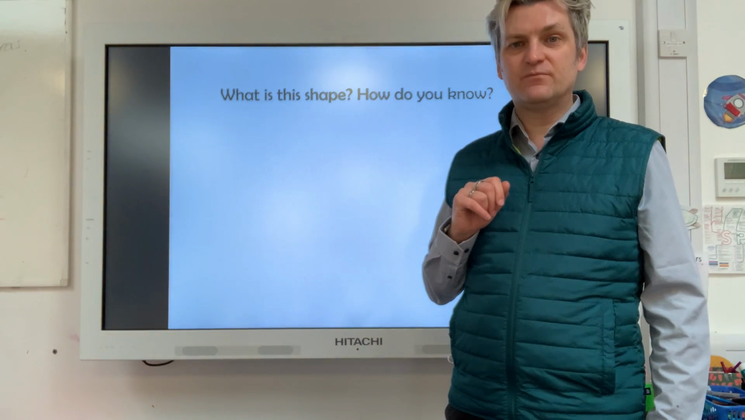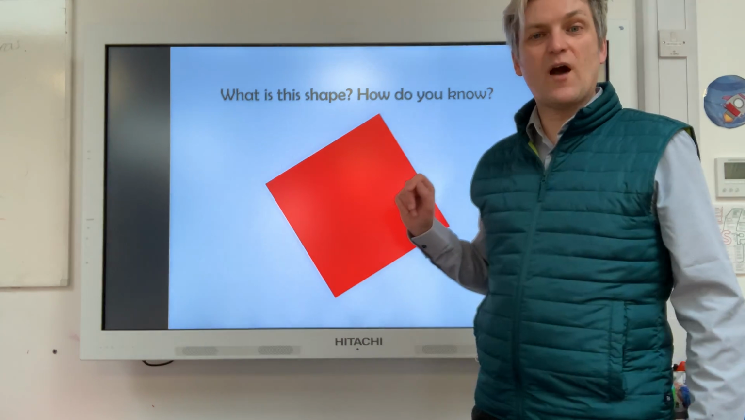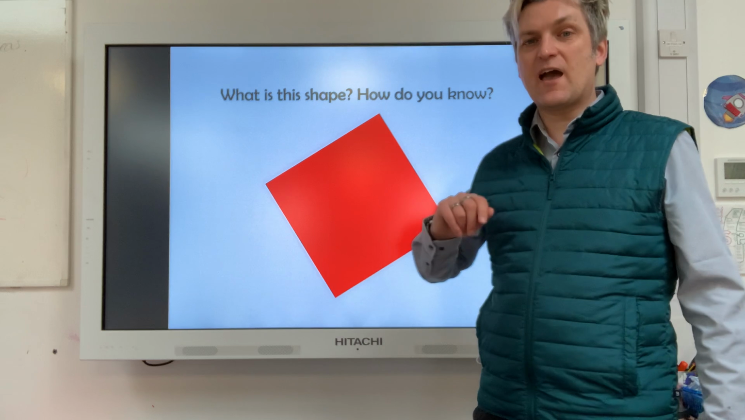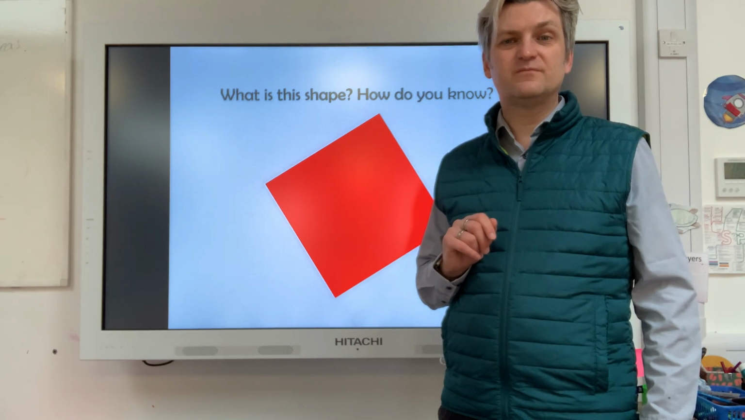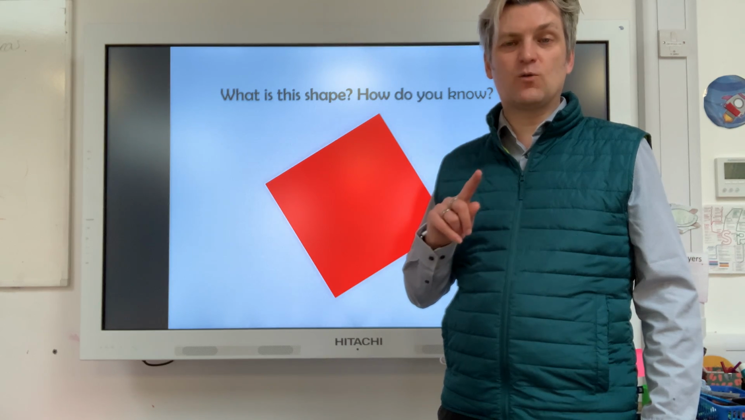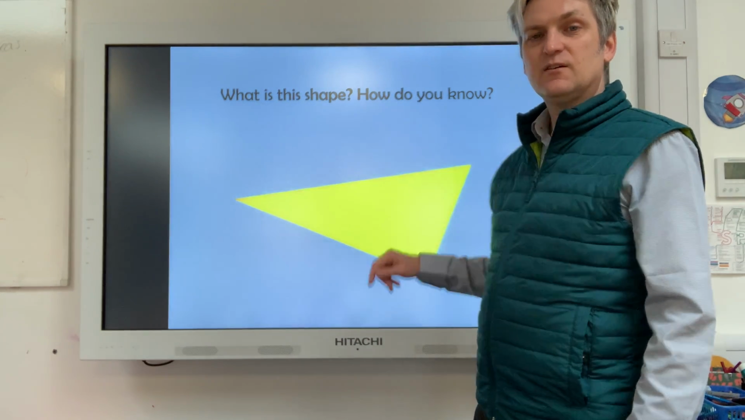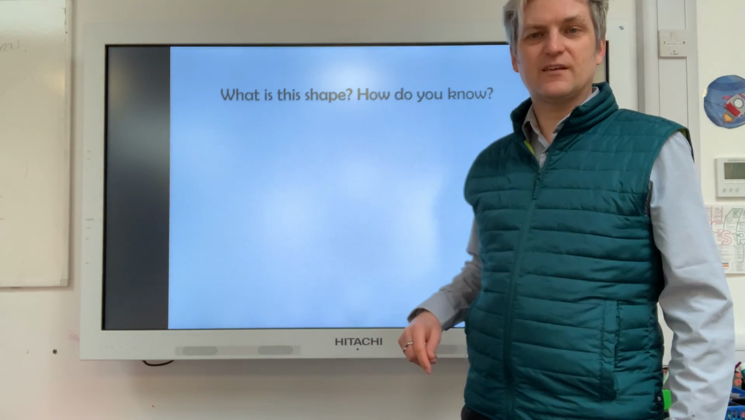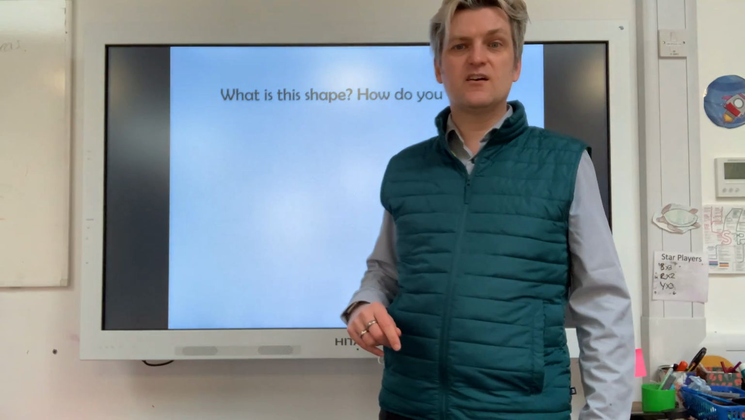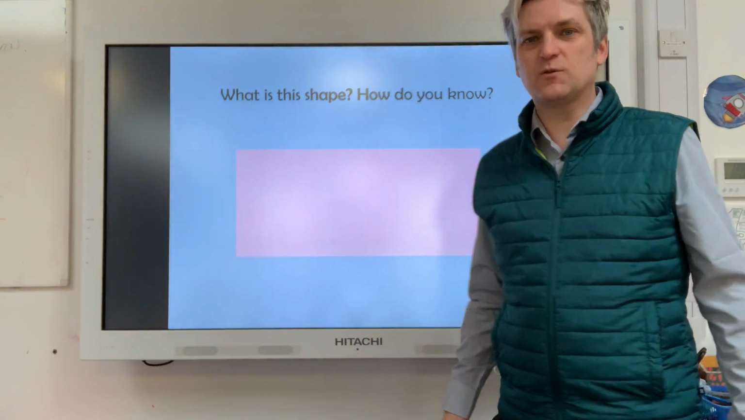What's this shape? It's gone again. It was a square. Well done. This is a square, and a square has what? 4 equal straight sides. Well done. And 4 corners as well. What's this shape? Oh, there it is. It's gone. It was a triangle. Well done.